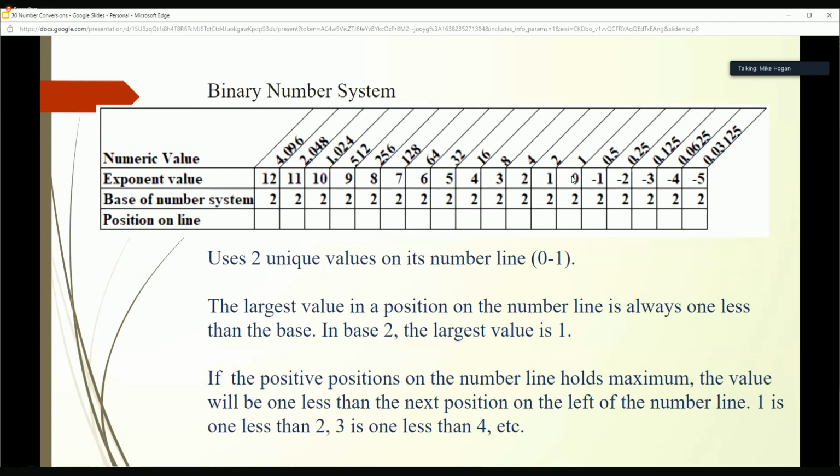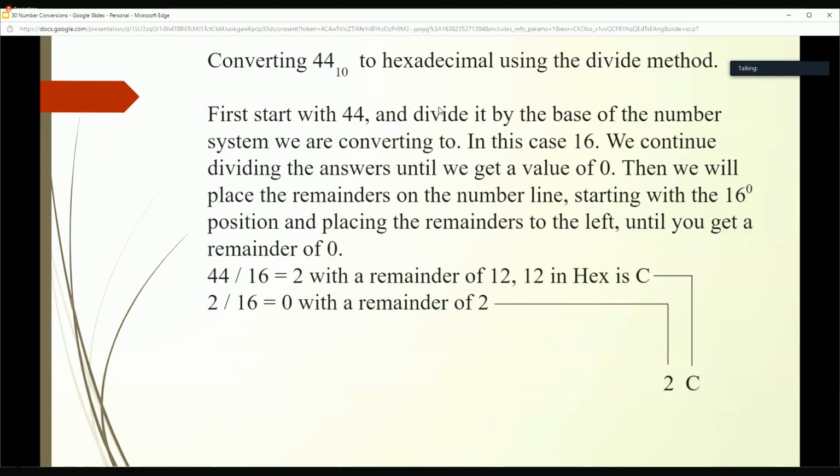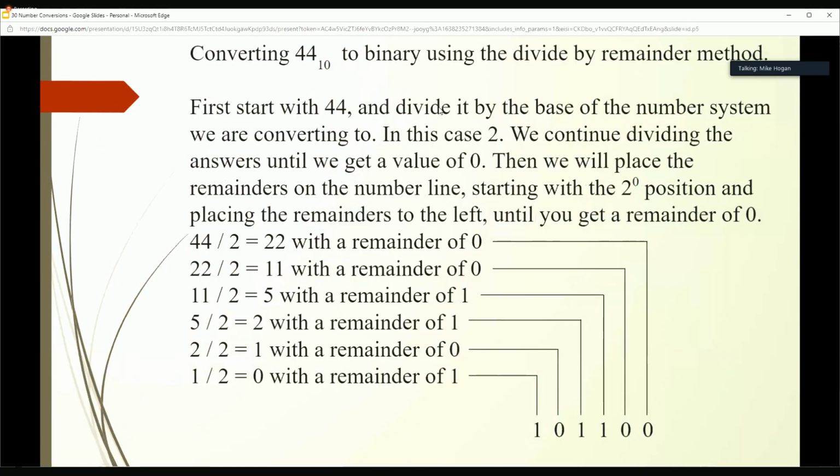What we want to do is figure out what combination of these weights I have to put together to get to that value of 44, I think it was. If we go back and look at 44 in binary, there are a couple of ways you can convert it. One way is to divide by the base, whatever you're trying to convert to. So we'll divide by 2.